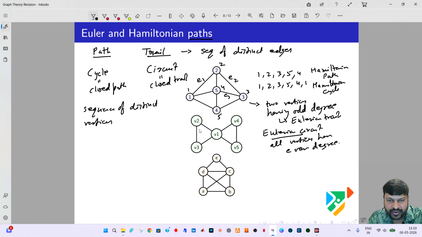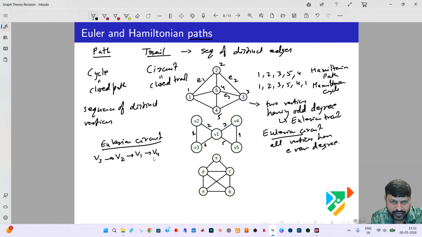You see, you start from anywhere you wish, doesn't matter. You start from here, V3, go to V2, from V2 go to V1, from V1 go to V4, from V4 go to V5, from V5 go to V1, from V1 go back to V3. So this is your Eulerian circuit: V3, V2, V1, V4, then V5, then V1, then coming back to V3.